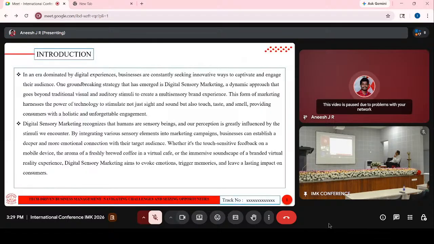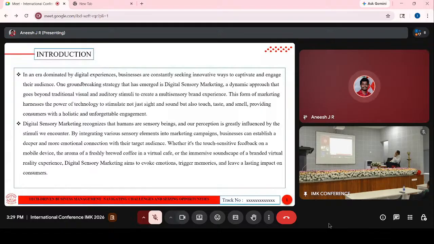This form of marketing harnesses the power of technology to stimulate not just sight and sound, but also touch, taste and smell, providing consumers with a holistic and unforgettable engagement. Digital sensory marketing recognizes that humans are sensory beings and our perception is greatly influenced by the stimuli we encounter.